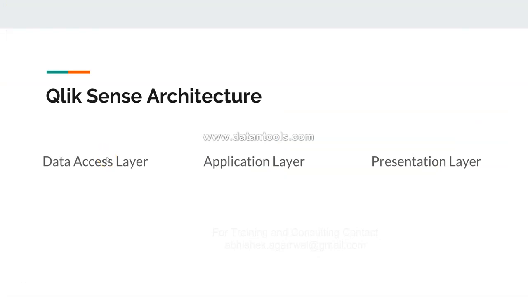And in this video I will tell you about the Qlik Sense architecture, and as you can see here, we have three different layers within the Qlik Sense architecture at a high level. The first layer is the data access layer, the second layer is the application layer, and the third layer is the presentation layer. The first, the data access layer, as the name suggests, is helpful in getting the data from various sources.